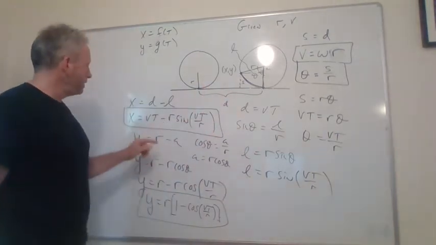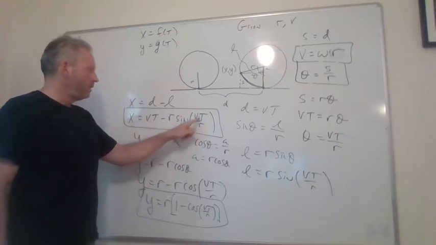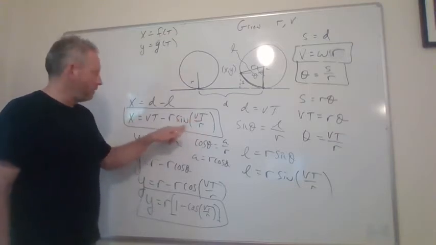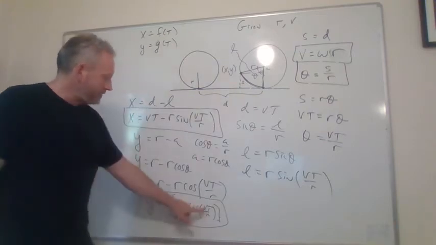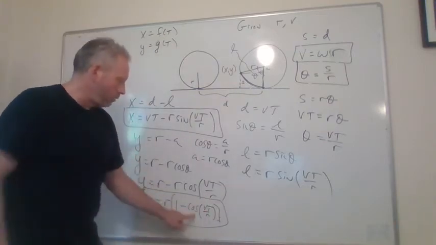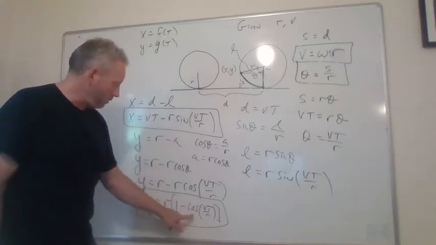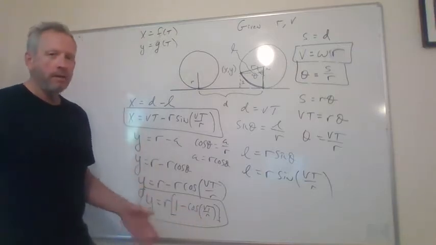So let's look at our equations. If t is 0, that's 0. That's 0. What's sine of 0? 0. That's 0. So great. What about down here? If t is 0, all this is 0. What's cosine of 0? 1. 1 minus 1 is 0. That's 0. Okay.